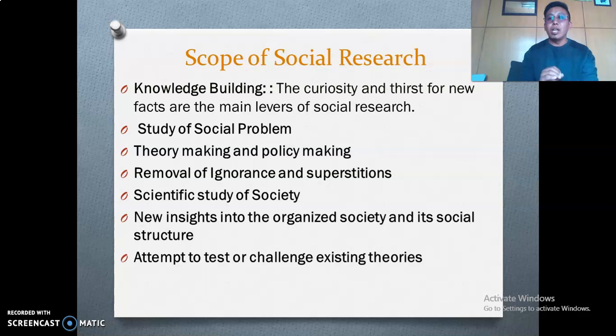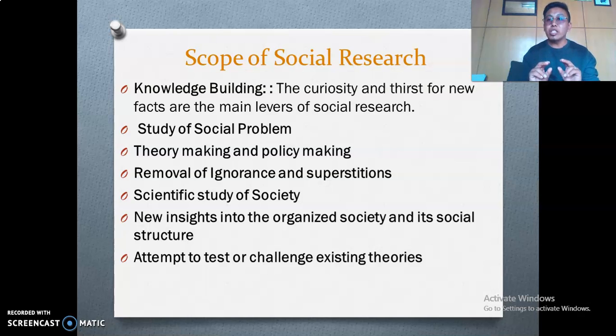For example, casteism is there in our society. Regarding casteism, there are ignorance and superstitions. By carrying out a social research, we can remove all this ignorance and superstitions. And then scientific study of society. Research is about what? We try to study society by following certain scientific methods, and that method is what we call social research.